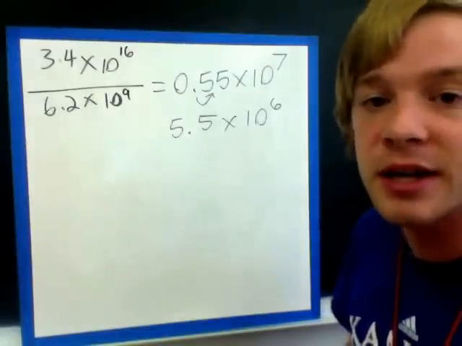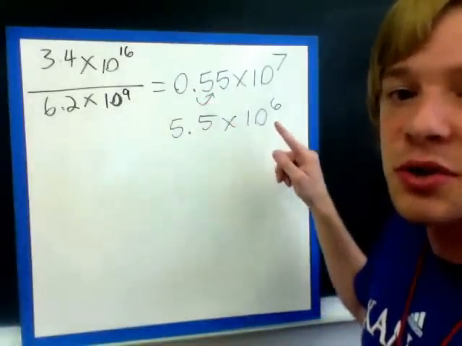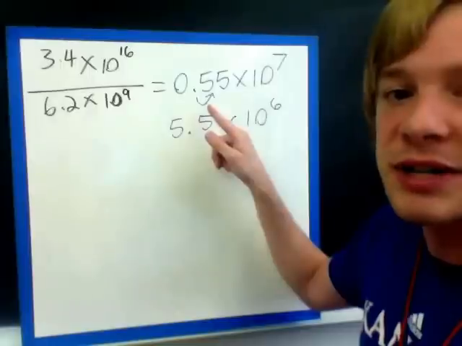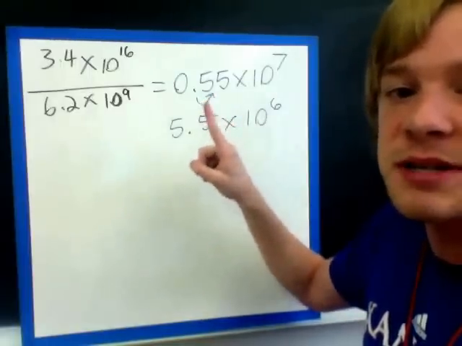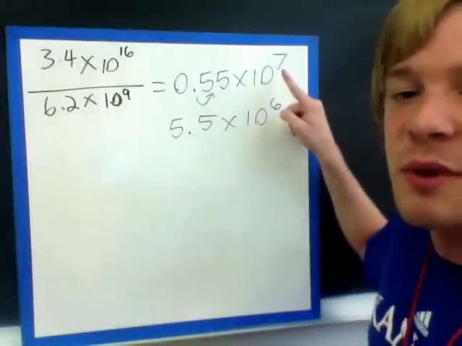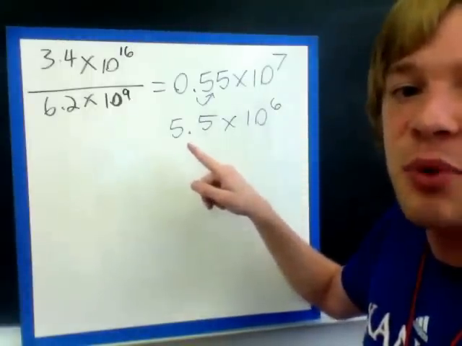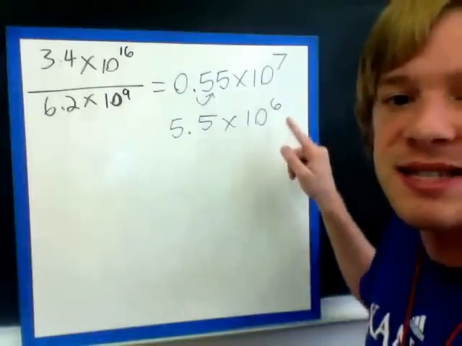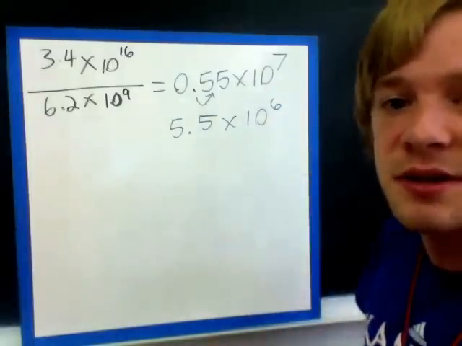Anytime you're dividing and you have to move your decimal place like that, that means you're going to be subtracting from your power. So we subtracted from our power the number of spaces that we moved. So we moved 1 space over, just like that, and we subtracted 1 from our power. 7 minus 1 gave us 6. So that's how we got 5.5, because we moved the decimal place over, times 10 to the 6th power because I subtracted 1 for the 1 space that I moved over.